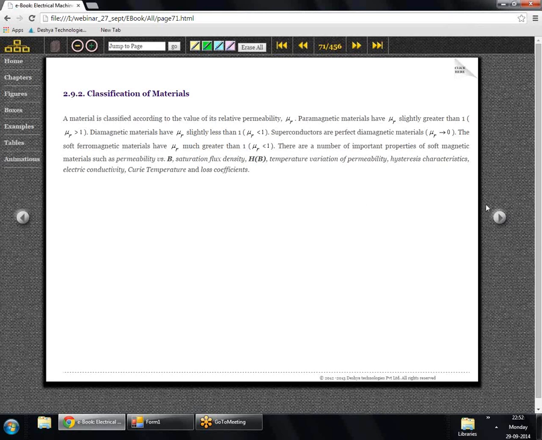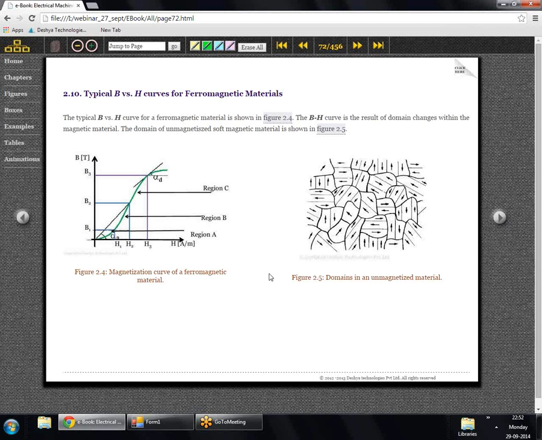Now based on this value of mu, we can classify materials into various types. We have paramagnetic, diamagnetic, ferromagnetic materials, and so on. However, we will now focus our attention on one of the very fundamental properties of ferromagnetic material. We are focusing mostly on ferromagnetic material because the cores of electrical machines are made of ferromagnetic material.